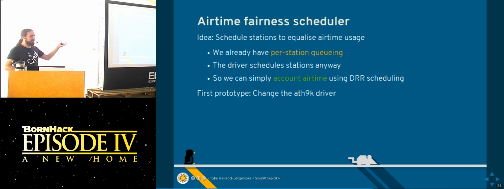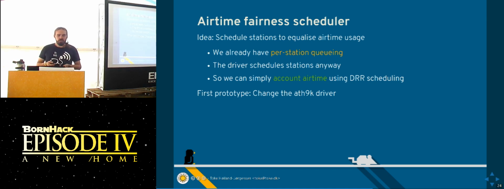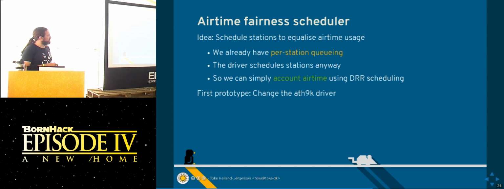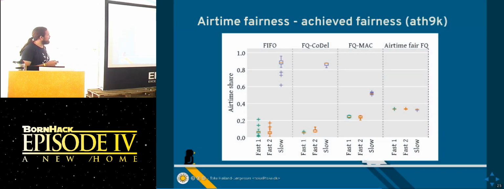It's actually the same mechanism that FQ-CoDel does for flows. We just do it in the time domain. And we already have the per-station queuing, so it's just a matter of scheduling which queue. And we have to do some scheduling, so we might as well do round-robin scheduling with this as well. So we changed the ath9k driver to do this.